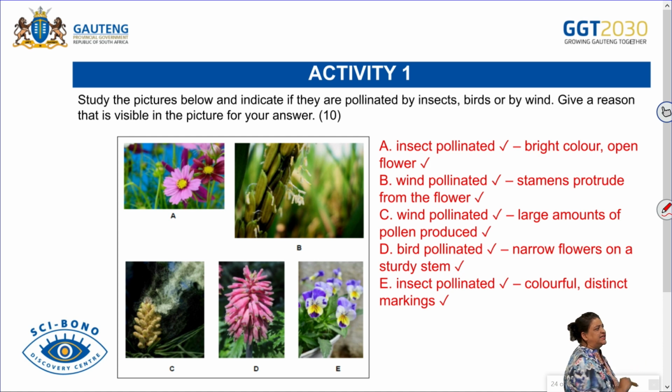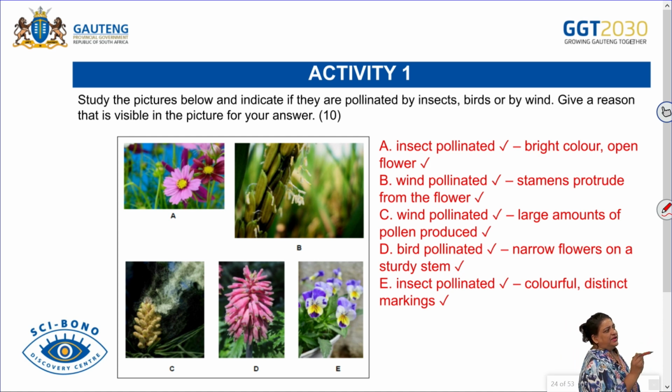Now in A, for example, what is visible? That it's brightly colored, it's flat, and you can see the anthers and stigma. So if it's brightly colored, it means that this plant is probably insect pollinated. Now let's see. A is insect pollinated. Why? Brightly colored, plus it's an open flower. It gives access to the bees and the butterflies.